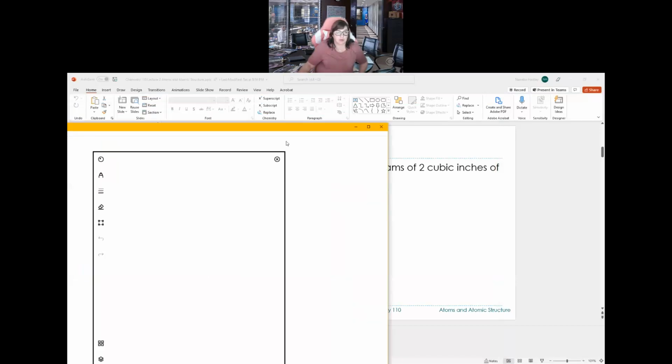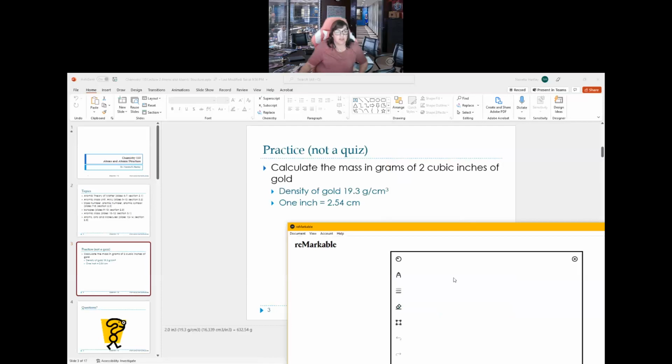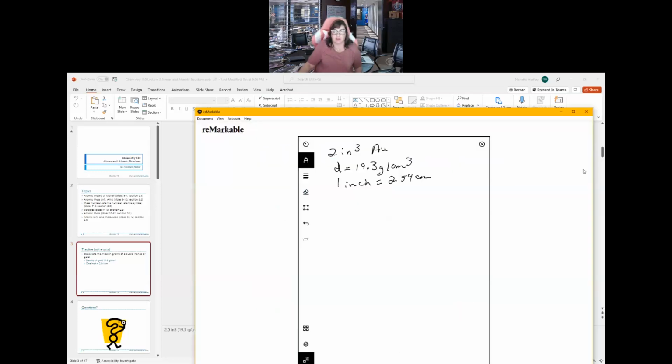In order to do that, I need to be able to see some of the stuff that I have on this. The practice that we want to do is calculating the mass in grams of 2 cubic inches of gold. I'm told that the density of that gold is 19.3 grams per centimeter cubed, and that 1 inch equals 2.54 centimeters. I don't know what I'm going to do with that yet, but I'm going to have to do something with it, so I'm going to put this right here for now.